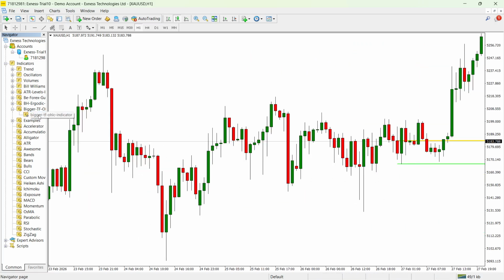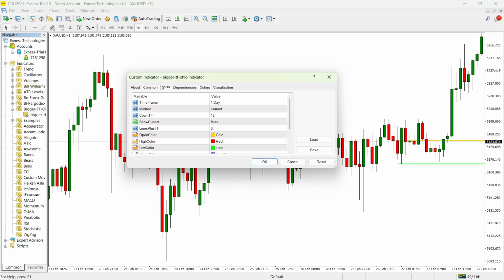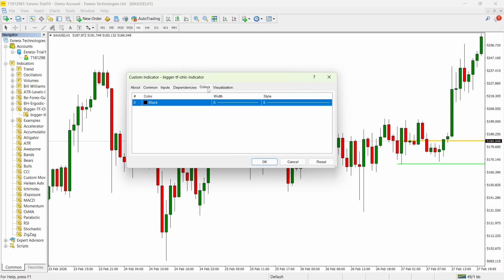As for the settings, let's take a look at the inputs. The main settings let you choose which higher time frame OHLC data to project, for example, daily, H4, or weekly levels on a 15 minute or 1 hour chart. Visual options control colors and line styles for each of the 4 levels, so you can quickly distinguish open, high, low, and close without clutter.